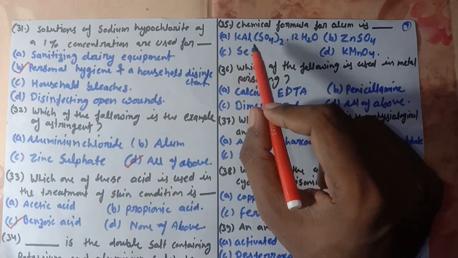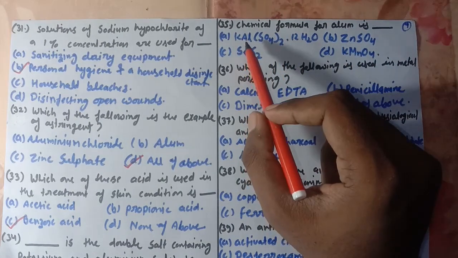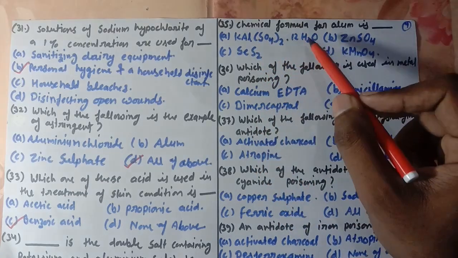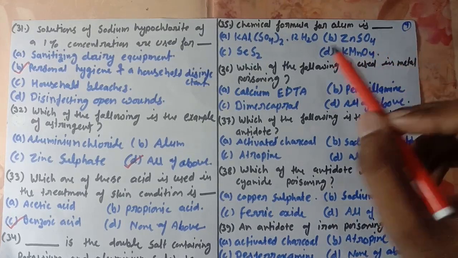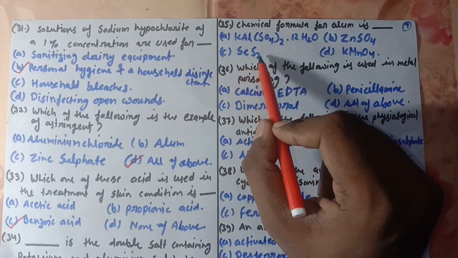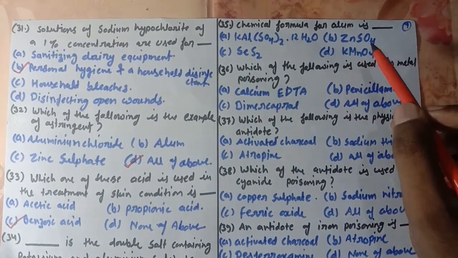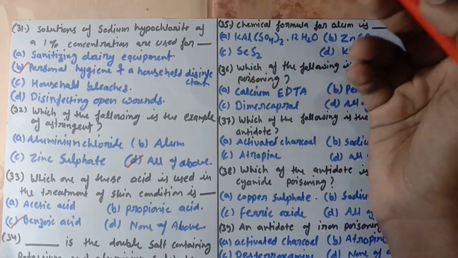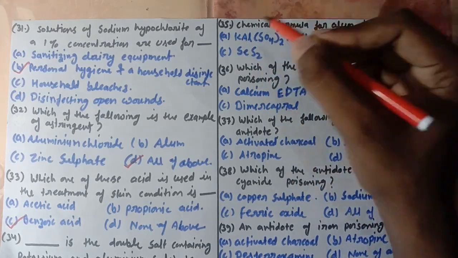Question number 35. Chemical formula for alum is: option A, KAl(SO4)2·12H2O; option B, ZnSO4; option C, SeS2; option D, KMnO4. So the answer is A, KAl(SO4)2·12H2O.